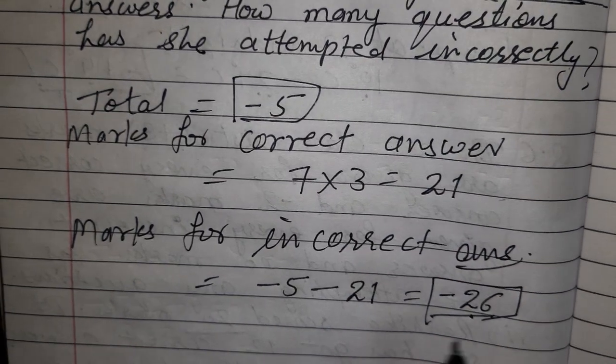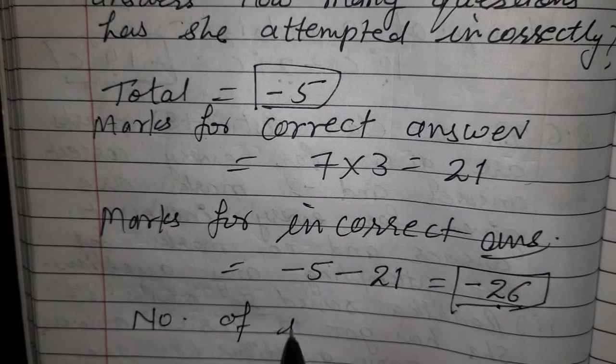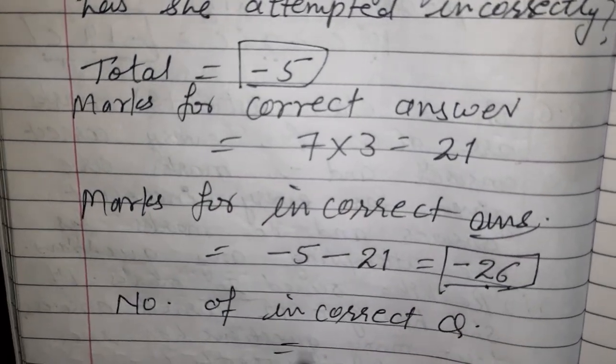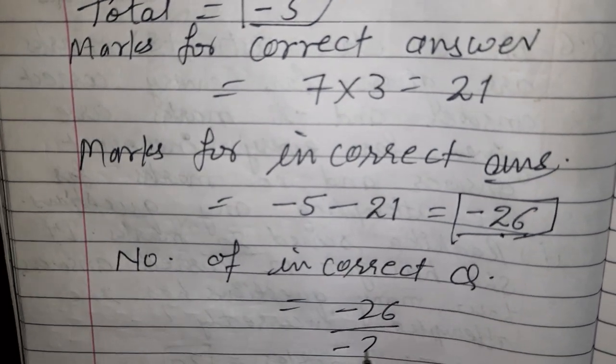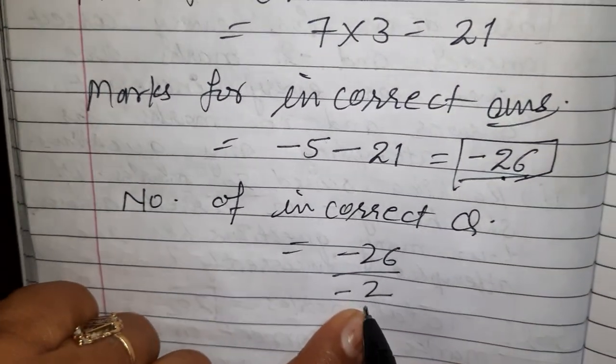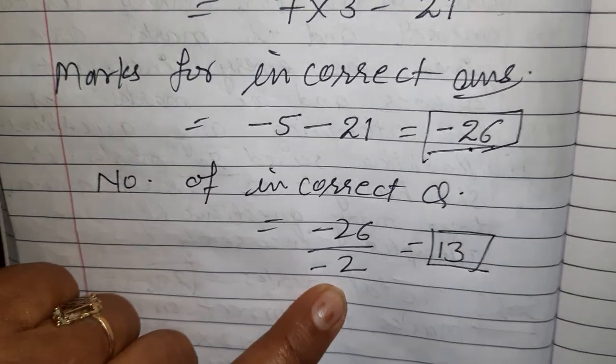So how many questions has she done wrong? So number of incorrect questions equal to minus 26 upon minus 2. Why minus 2? Because for one question minus 2 marks is there. So how many questions? That is 13 questions. This is your answer of this question.